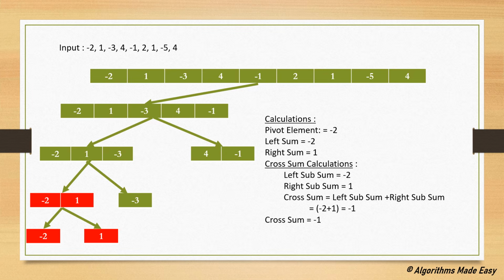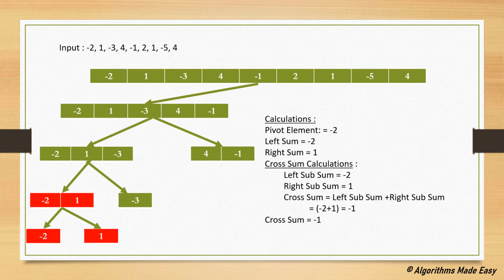For now, let's take the left half of the array and traverse upwards, merging the solution from the subarrays. We will start working with the elements -2, 1. The pivot will be -2. Left sum would also be -2 as there is only one element in the left subarray for this array. With the same logic, right sum will become 1.